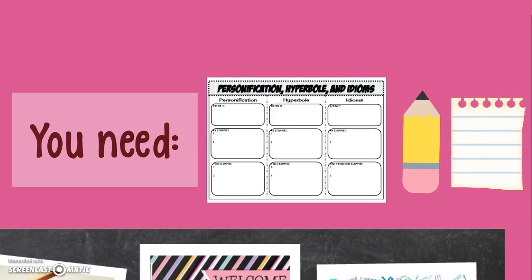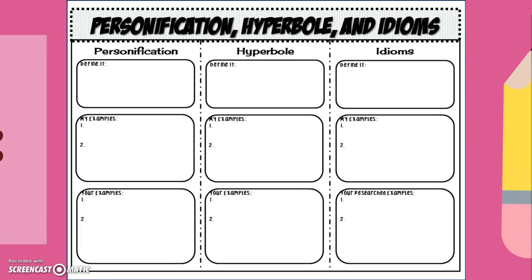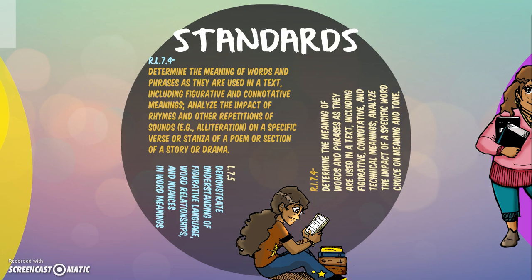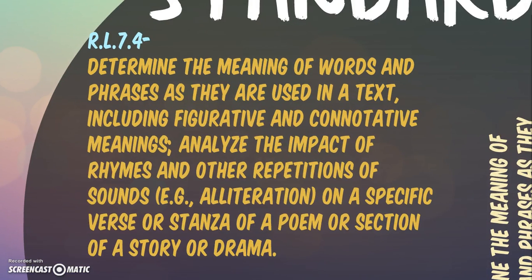So, what do you need for this? You need your personification, hyperbole, and idiom notes, a pencil or a pen, and you possibly need paper. There are your notes right there. Let's get started. So, we're on standards, and we're going to start with the first standard, which is RL 7.4.